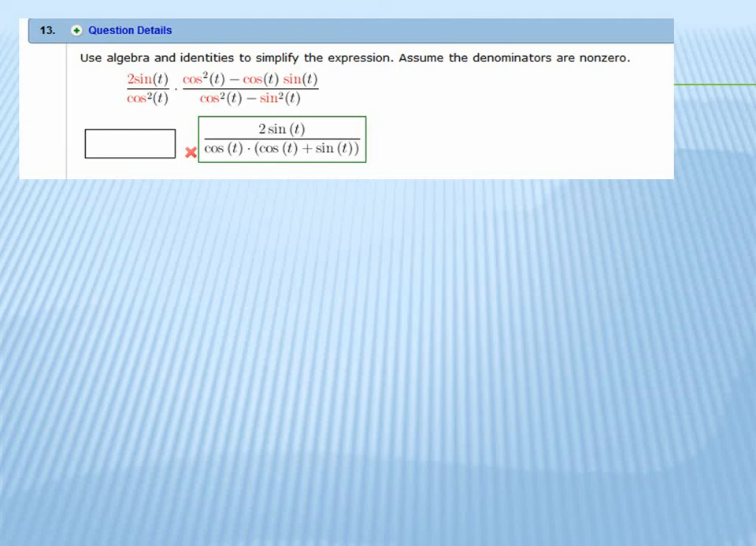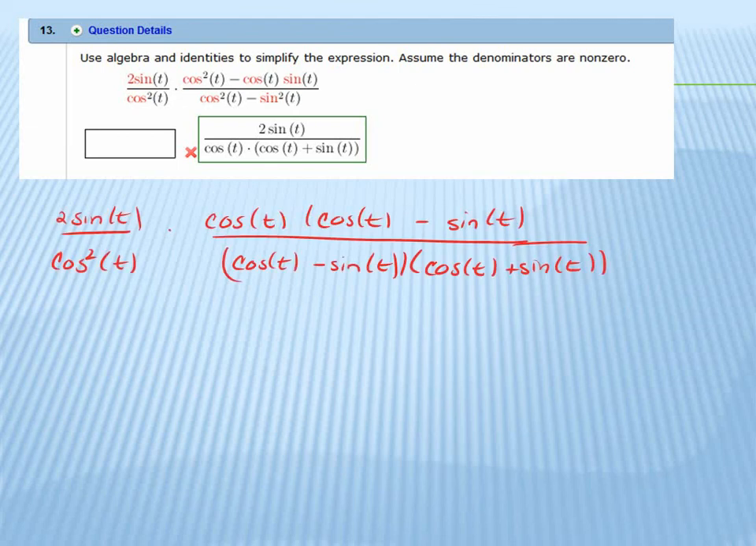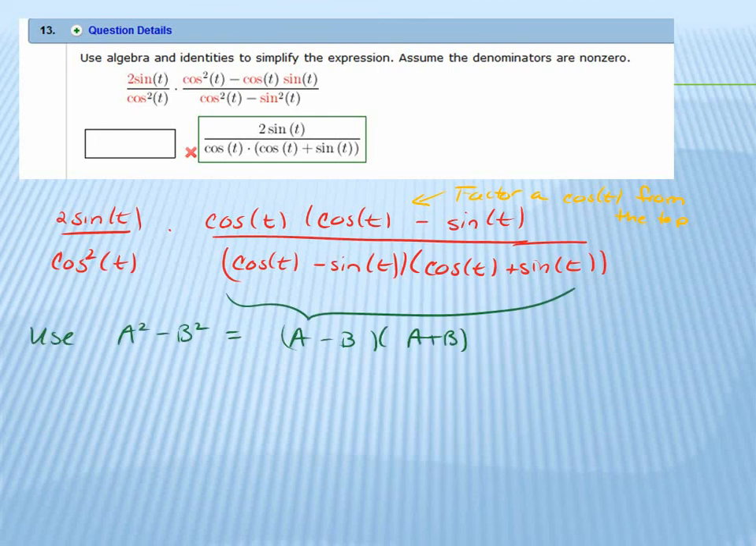Algebra and identities: simplify the expression. They just want you to do algebra with these guys. So take the top, factor out a cosine. So you have cosine squared and cosine appearing in each one, factor it to the left. The bottom comes from difference of squares. You have cosine squared minus sine squared, with the A being cosine and the B being sine. So this comes from expanding out the difference of squares formula.